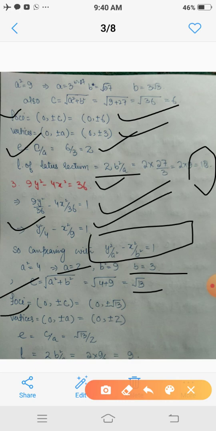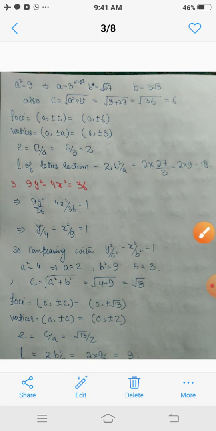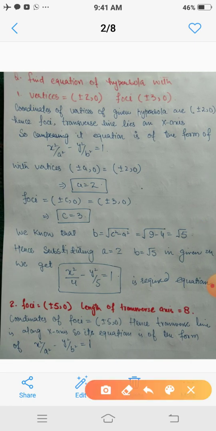E equals c by a, that is root 13 by 2, while L equals 2b square by a, that is 9. So in this way we find the foci, vertices, the length of latus rectum, the length of the transverse axis, that is 2a, while the length of the conjugate axis is 2b. So in this way we find all these features.